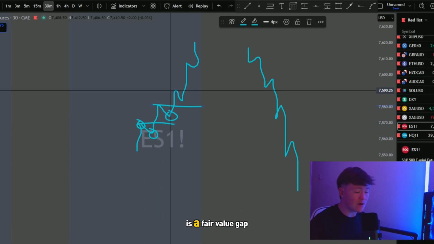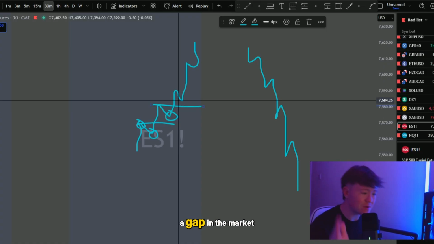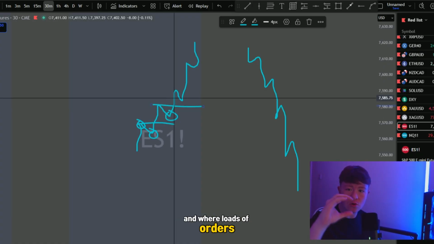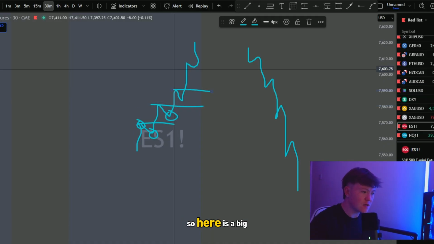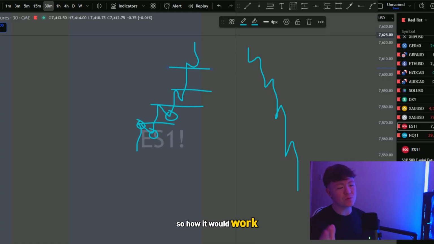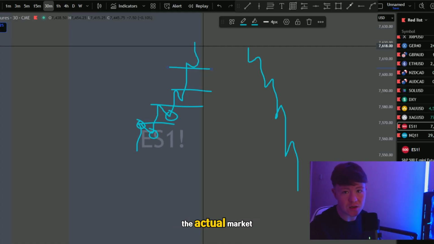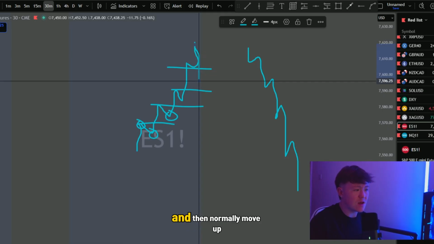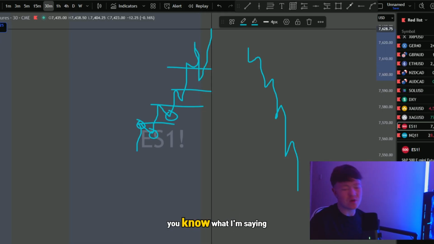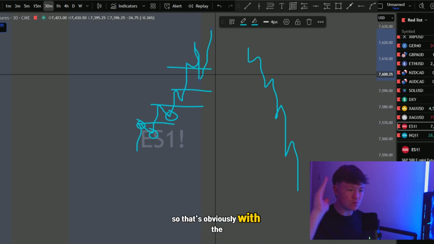Now, what is a fair value gap? A fair value gap is a gap in the market where loads of orders are left, where price is going to revisit it. So here is a big gap in the market. How it would work, we'll do it with this and then we'll hop into the actual market, is price will tap back into this and then normally move up. You know what I'm saying? So that's obviously with the bullish.